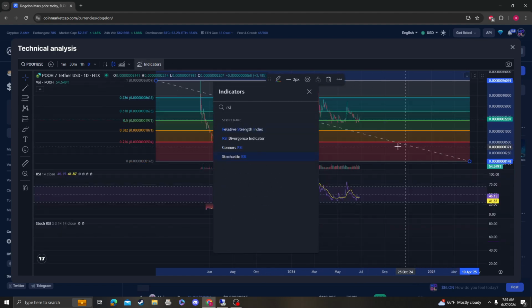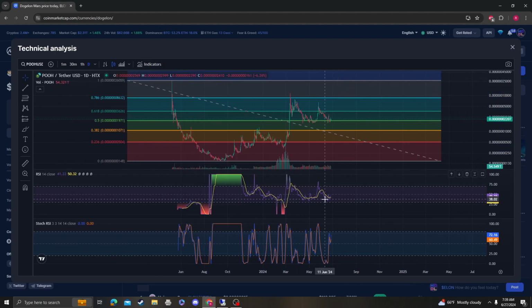Let's look at the RSI and the stock RSI. You can see that we're making higher highs. Stock RSI completely reset. Now we're going back up. RSI has a lot of room for the upside. The next target up is going to be 7.036.